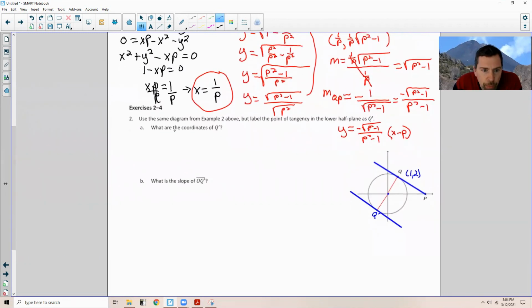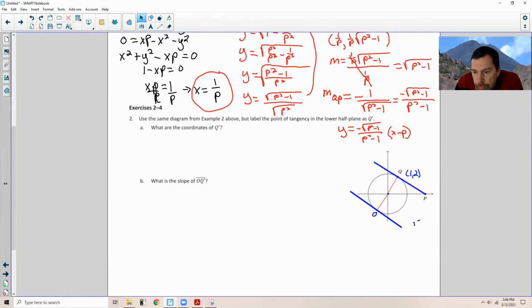Okay, so hang on. What are the lower half plane as Q prime? There's two different ways we could look at this. This could be located directly across like so, or it could be a reflection across the x-axis, putting Q prime over here. And that's what I'm probably going to do.